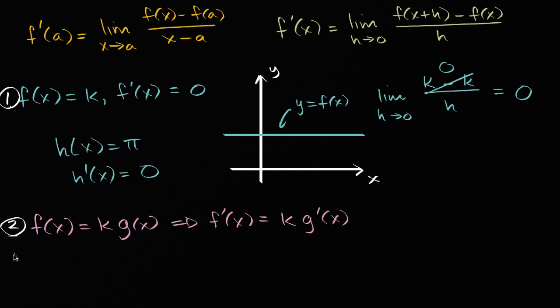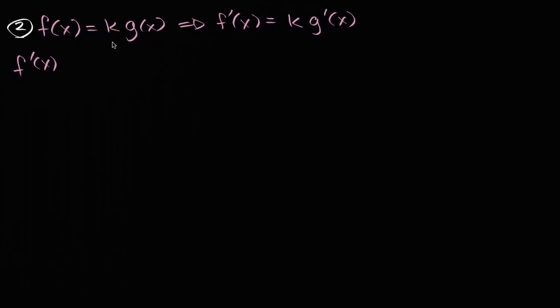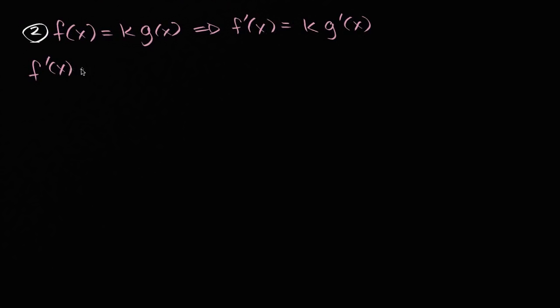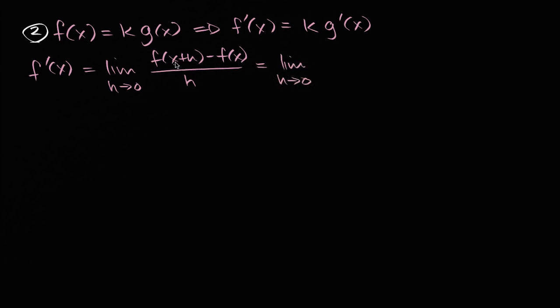So if we want to find f prime of x using this definition, f prime of x is going to be equal to the limit as h approaches 0 of f of x plus h minus f of x, all of that over h. Well, what is f of x plus h? So this is the limit as h approaches 0. f of x plus h is k times g of x plus h, minus f of x. Well, that's just k g of x, all of that over h.